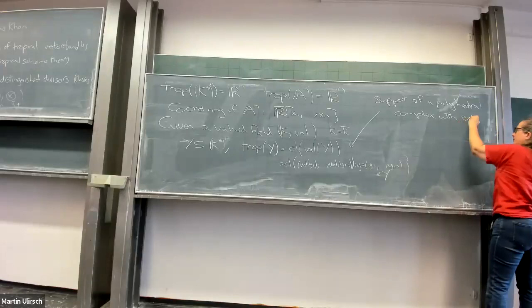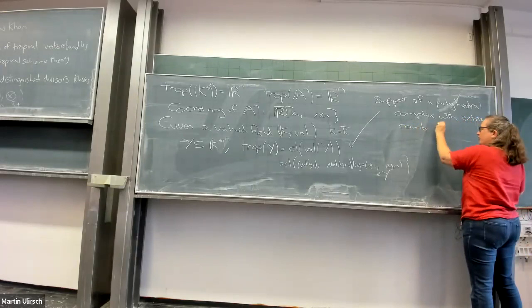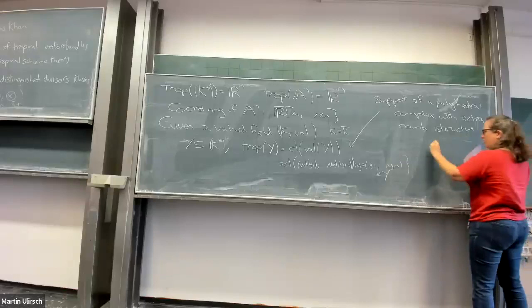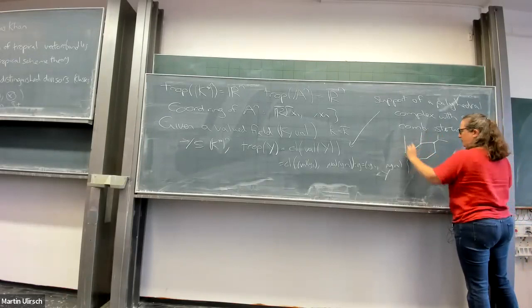We won't need the extra combinatorial structure today, so I'm going to omit it. So the sort of thing you might see is something like, oops, I've drawn that too close. What's going on there?